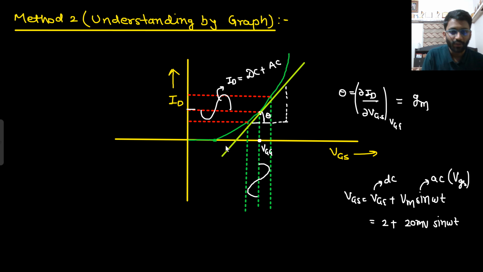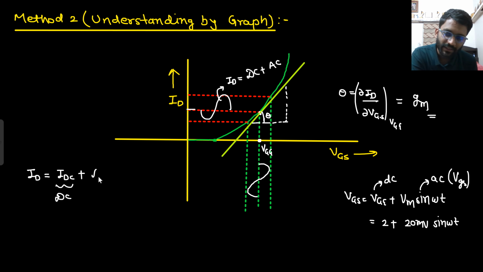You will get the AC output current. What I am saying is, you find the slope and then you multiply that slope. That slope is GM only. You multiply that slope with VGS. What do you get? You get the AC output signal. Look, this ID has IDC, which is DC, plus some AC signal. The DC value you will get by VGG.